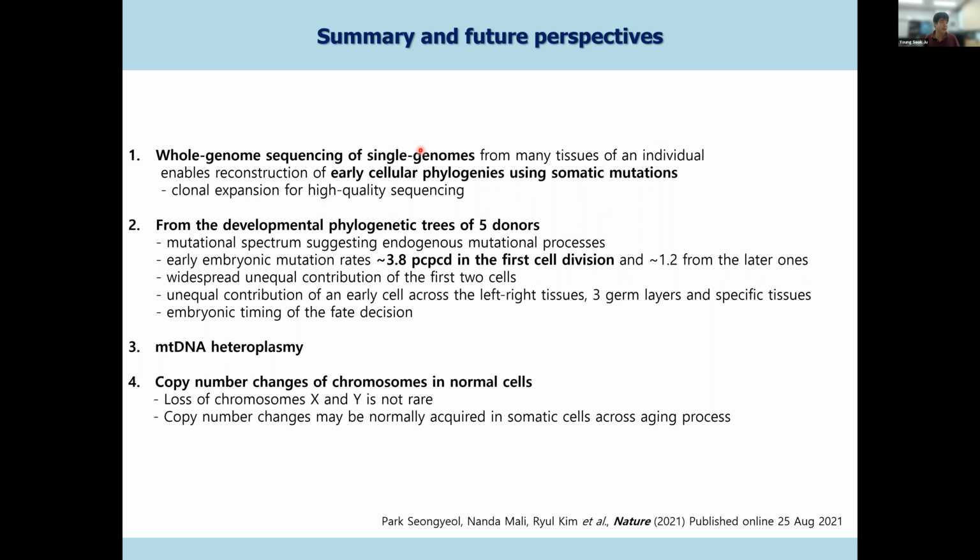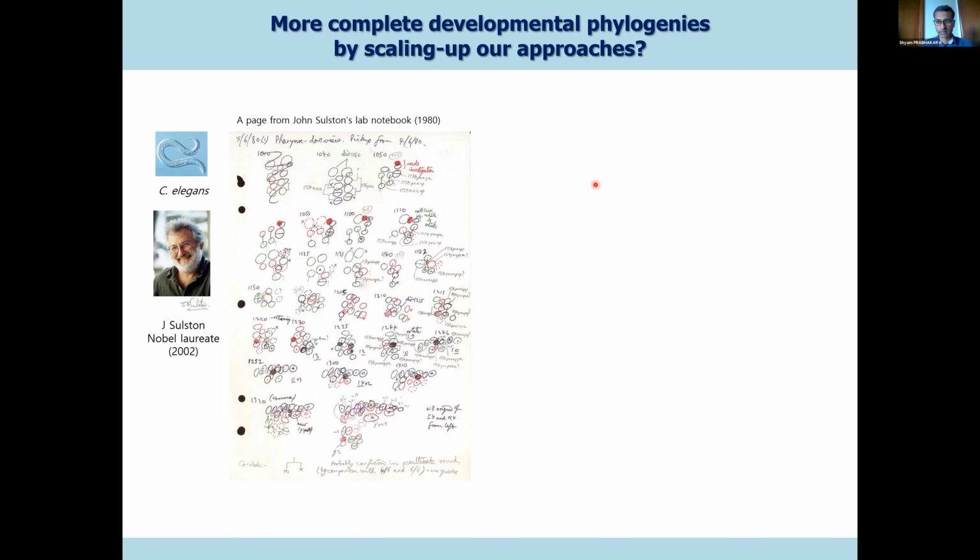So by whole genome sequencing of single cells using this approach, we can reconstruct the early cellular phylogenesis of human development. From our approach with 5 donors, we identified the mutation spectrum and mutation rate, and we identified the widespread unequal contribution of the first 2 cells and unequal contribution of the lineages across left-right tissues, germ layers, and specific tissues like liver and blood. And we can also observe the mitochondrial heteroplasmy present in the fertilized egg, and the copy number changes in normal cells across the aging processes. And the paper was published last month in Nature.